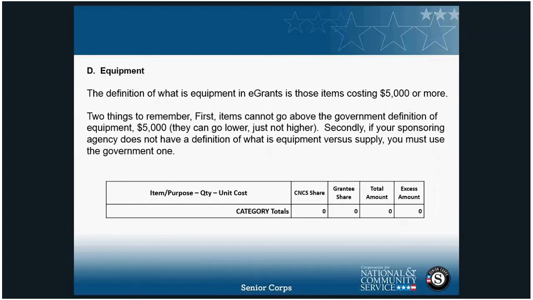You must get prior approval before entering any equipment in the proposed CNCS budget. For the most part, as I said previously, senior corps grantees never reach that $5,000 threshold, so that expense line item should always be blank unless you have received prior approval. And prior approval from a CNCS standpoint or legal standpoint would come in the form of a notice of grant award amendment, not an email from your grants officer or your program office.